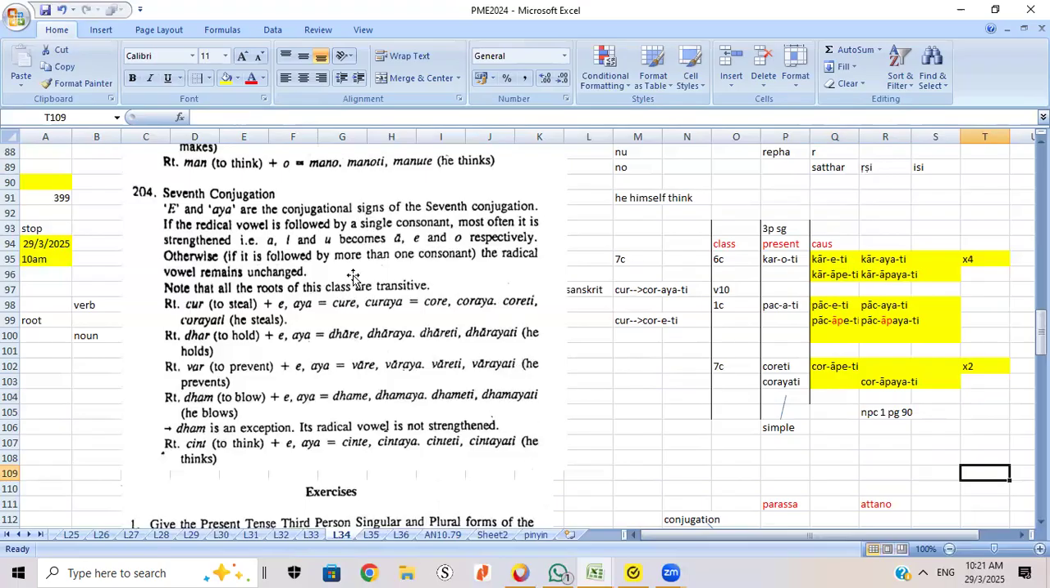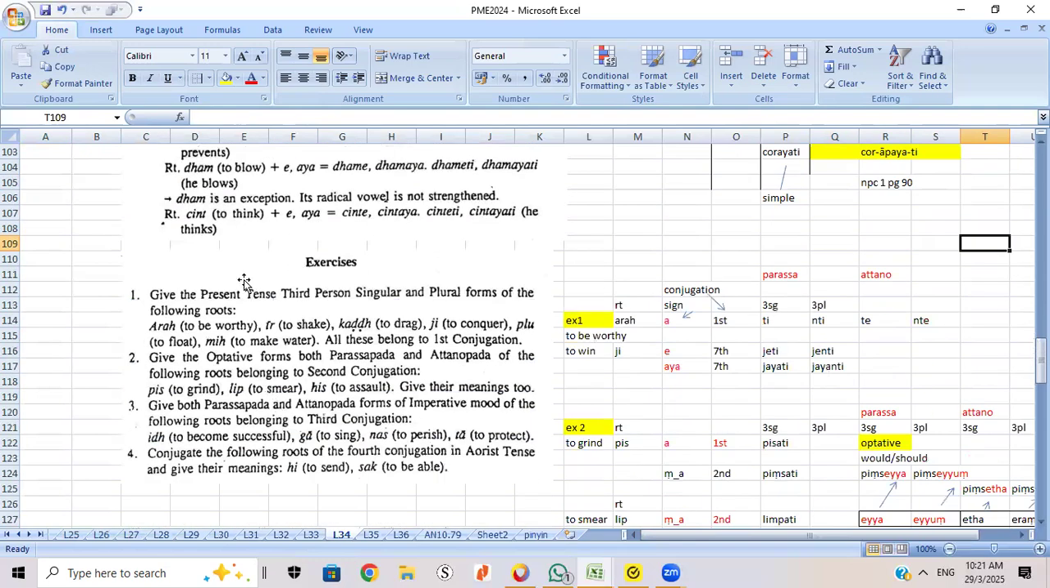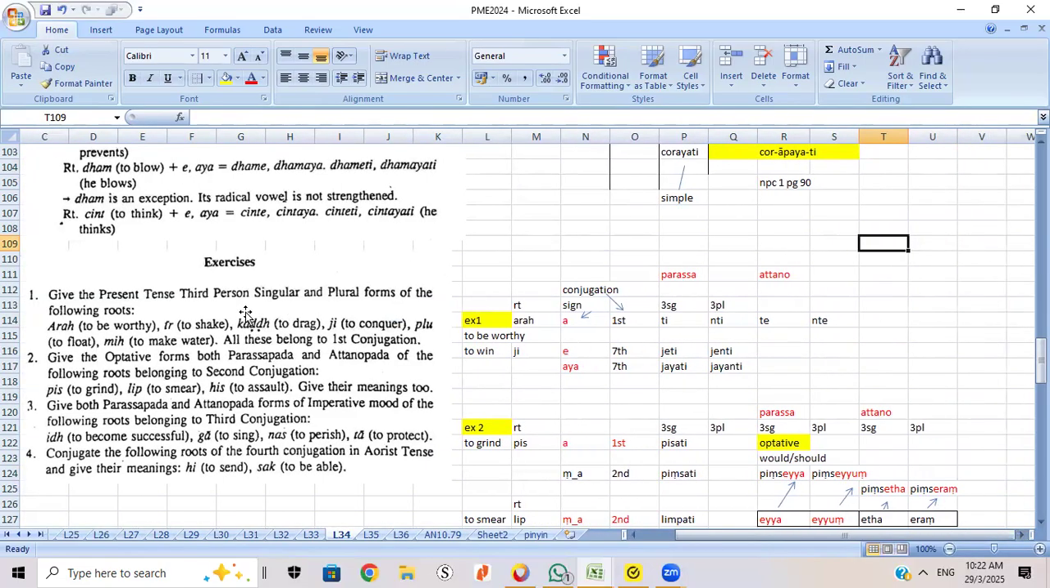So after the 7th conjugation, the exercise is testing you. We just go through a bit. We won't go through every example here. So you say give the present tense, third person. So you know this is third person, present tense, singular. This is singular and plural.